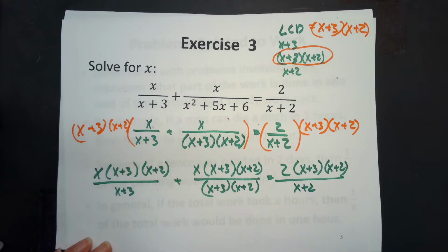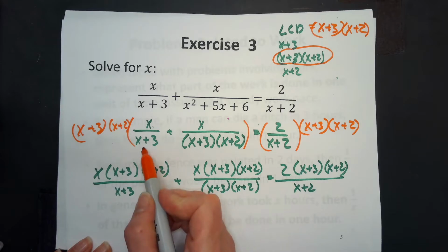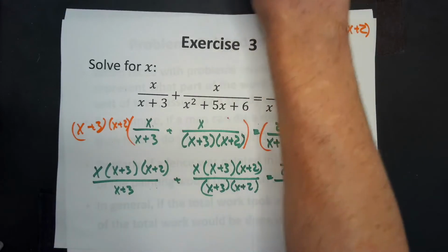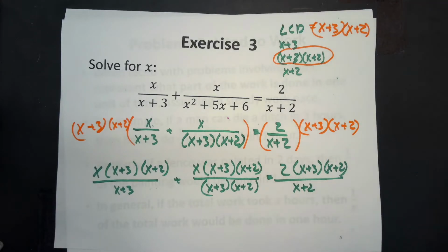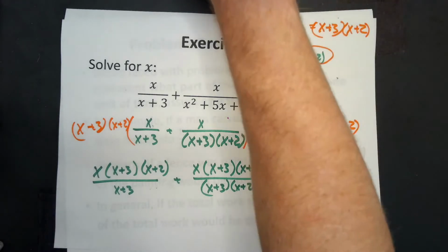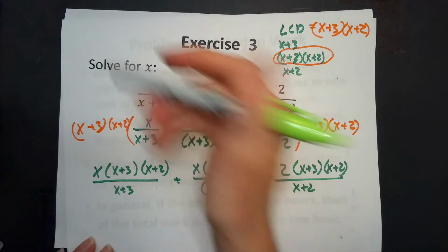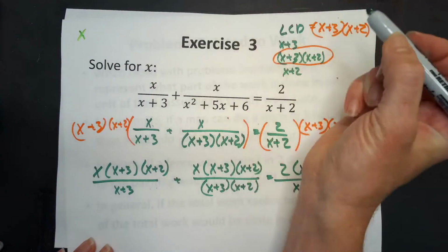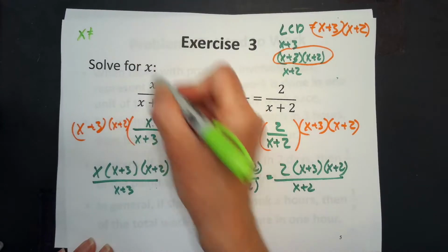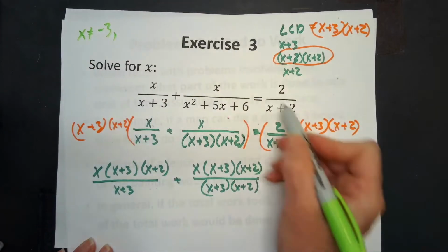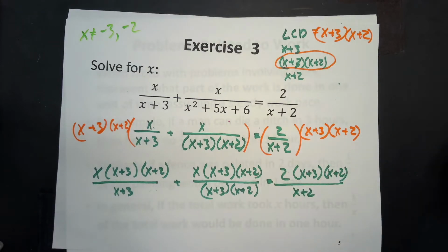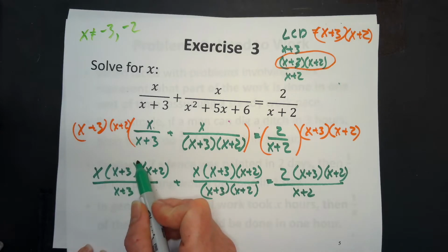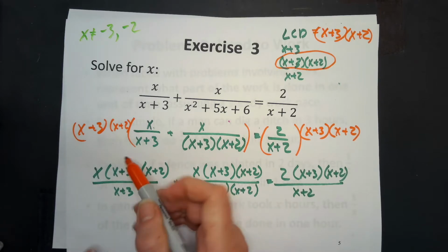One thing, once again, I forgot to do, like I did in the other one, is that I should have stated my restrictions first before I start canceling things, because then you might really get lost. So my restrictions: x can't equal negative 3 or negative 2. And that's what this factors into, so we should have put that out there first, because when we cancel these out, we're going to lose that information.